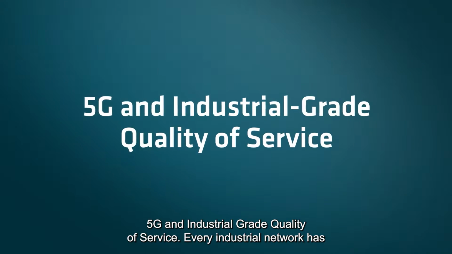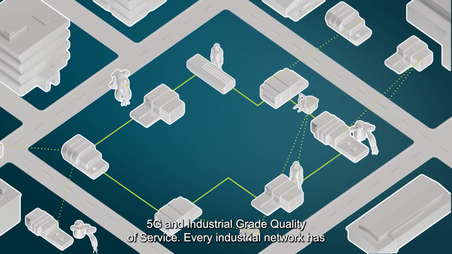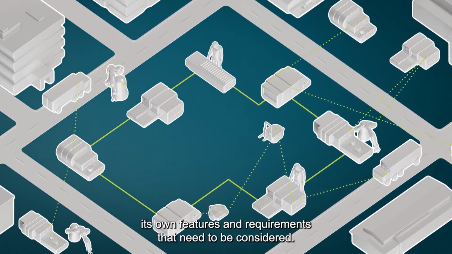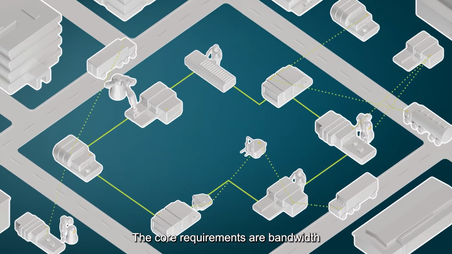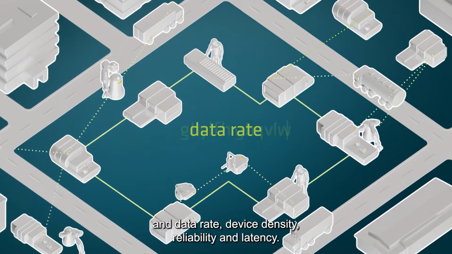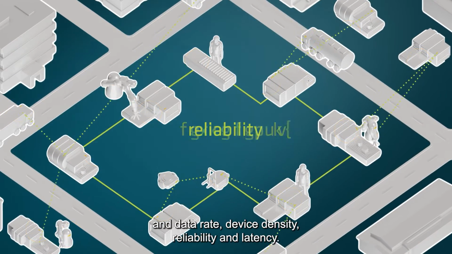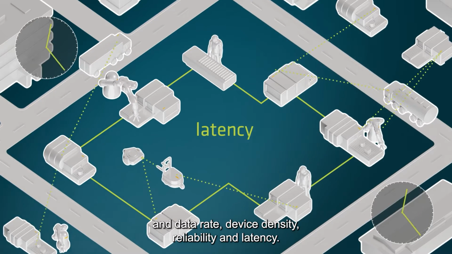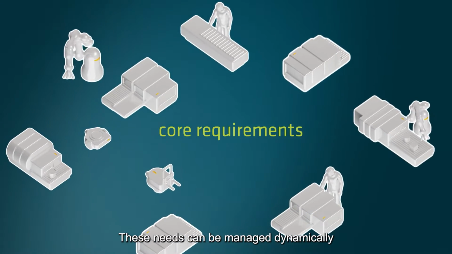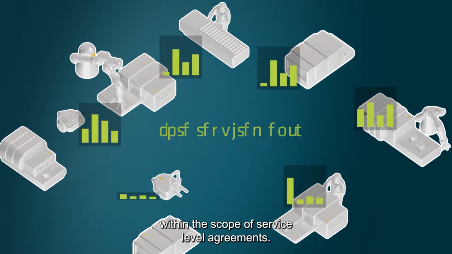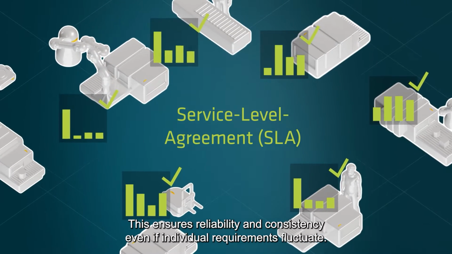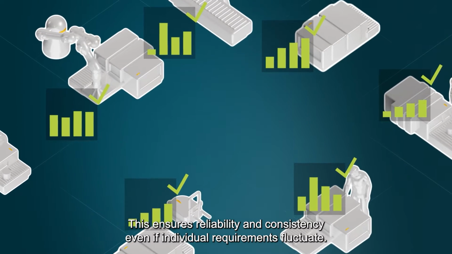5G and industrial-grade quality of service. Every industrial network has its own features and requirements that need to be considered. The core requirements are bandwidth and data rate, device density, reliability, and latency. These needs can be managed dynamically within the scope of service-level agreements. This ensures reliability and consistency even if individual requirements fluctuate.